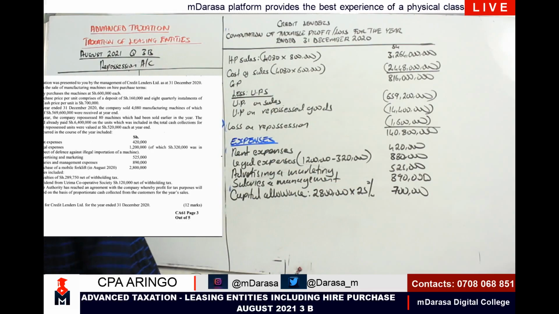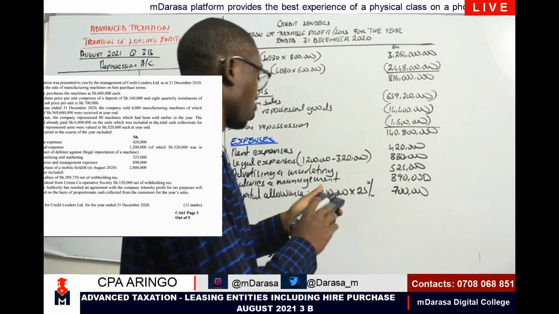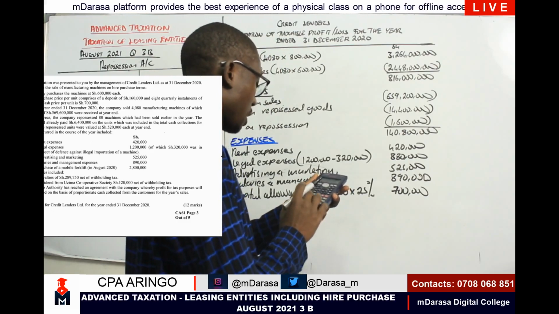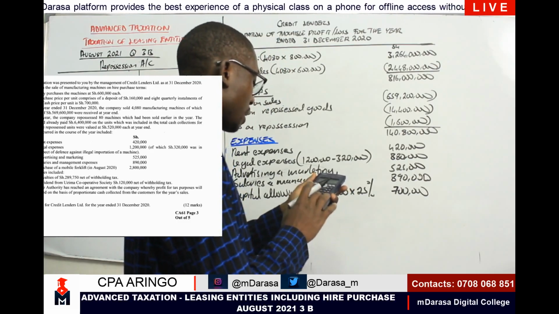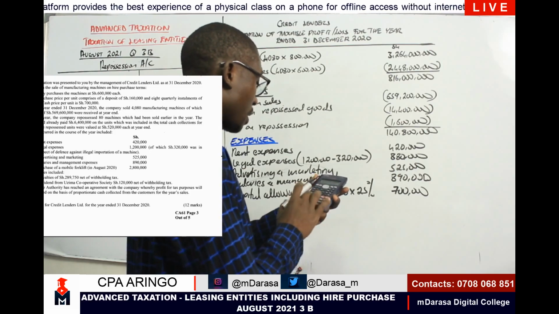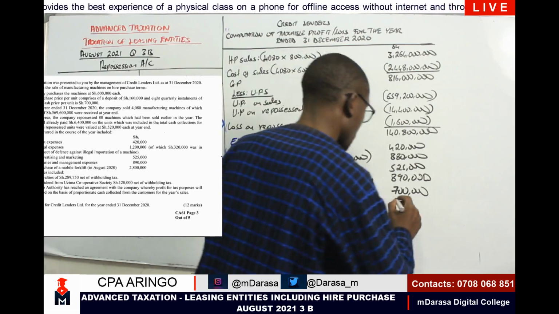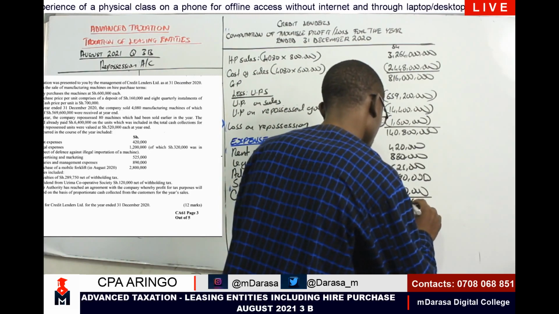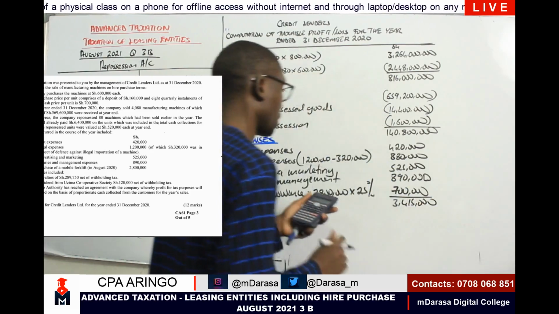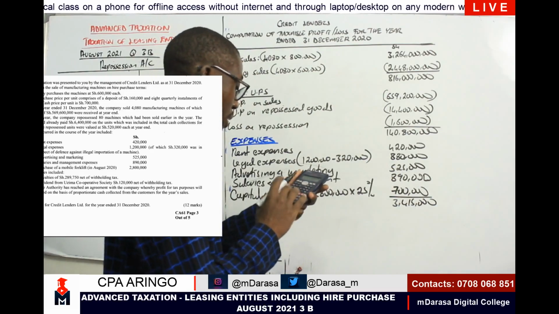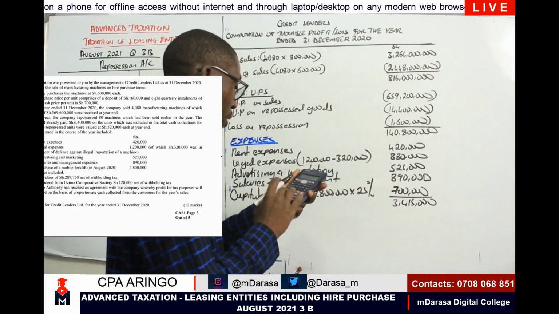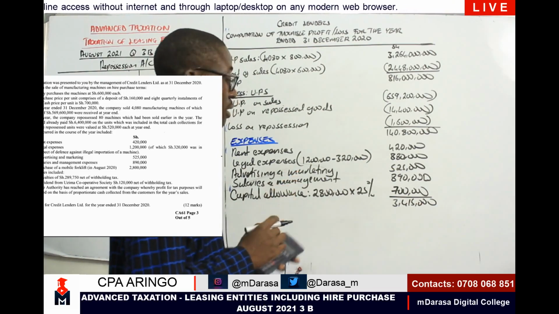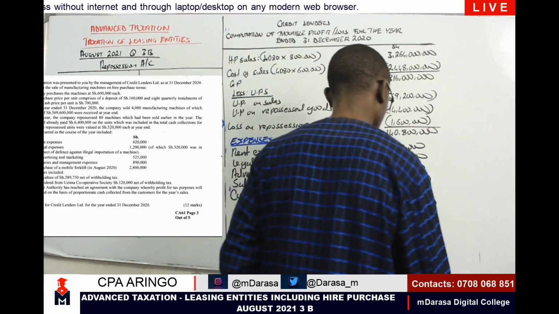So come and determine our total here. Total expense: 420 plus 880 plus 525 plus 890 plus 700,000. That should give us 3,415,000, right?